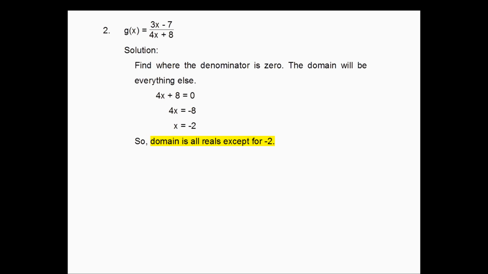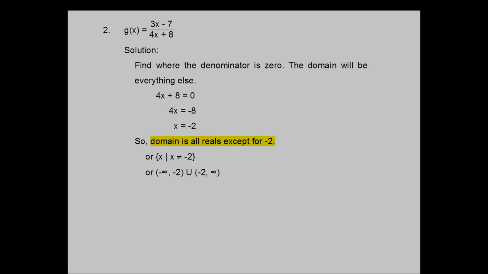If you were asked to write interval notation, it would be minus infinity to minus 2, union minus 2 to infinity, and you would have parentheses for all parts of the interval notation. So there's the set notation, there's the interval notation. Again, in the problems, read the directions to see is there a specific form you were supposed to write your answer in. These examples didn't give a specific form.